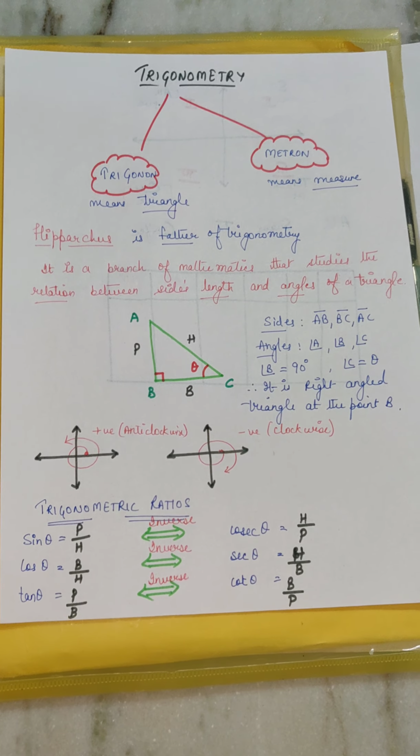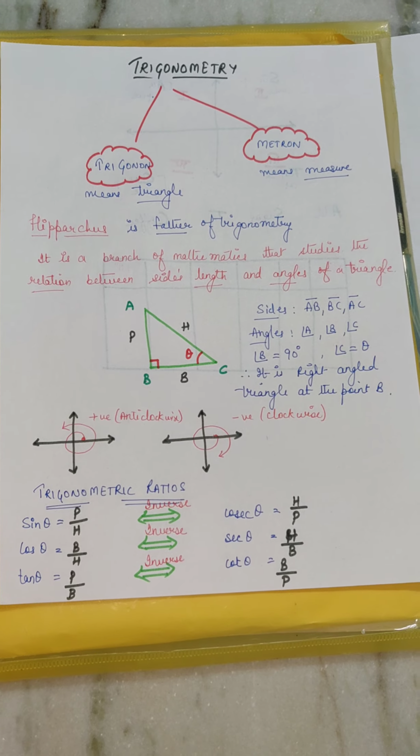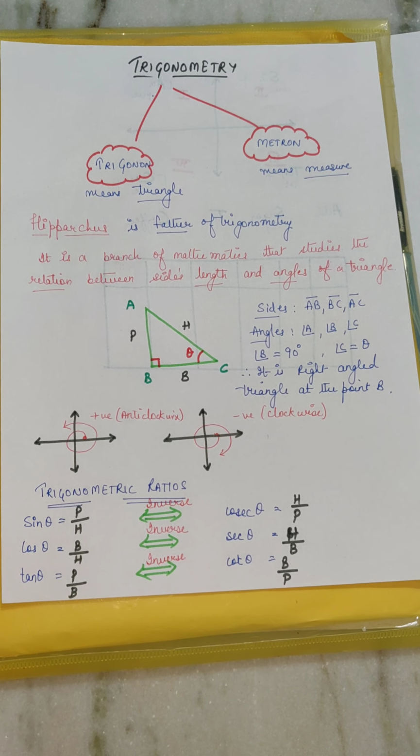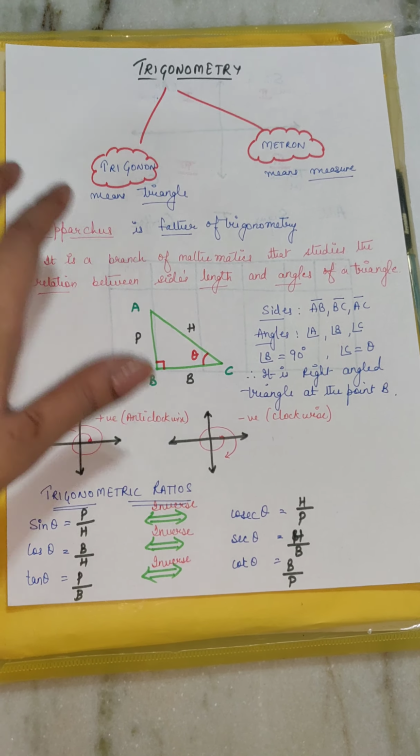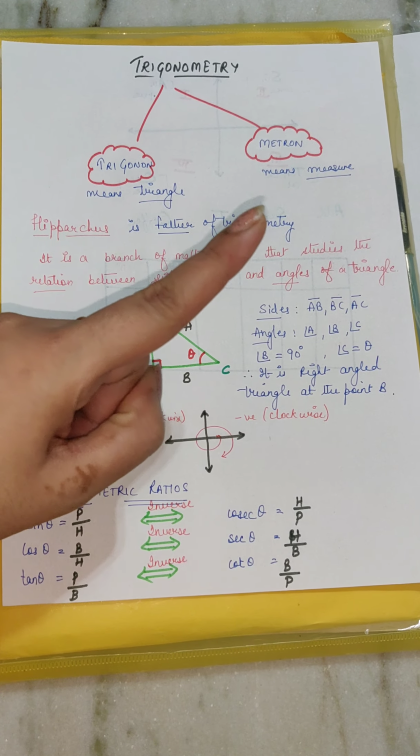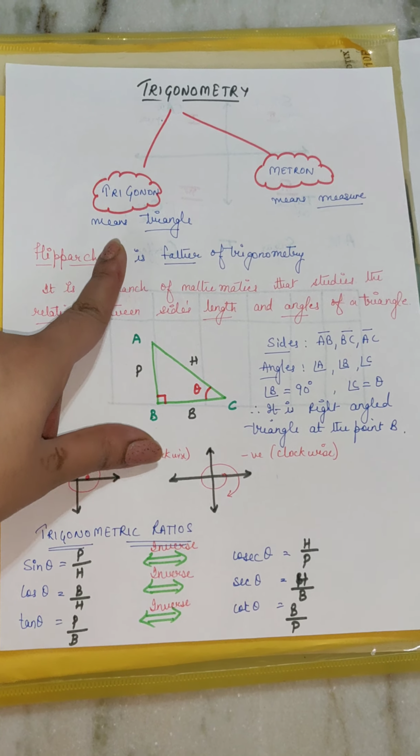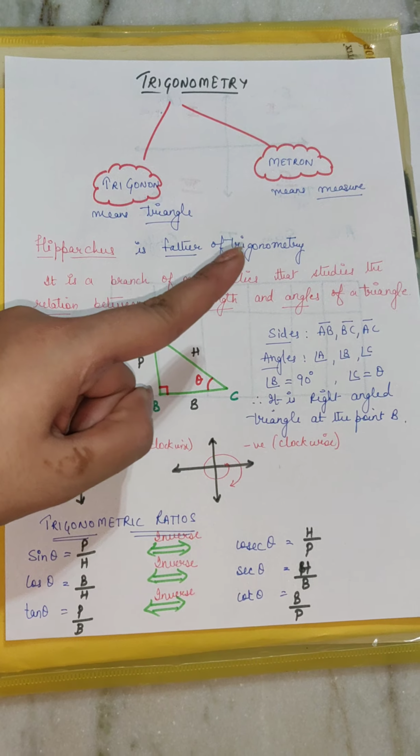Today we are going to study trigonometry. Now, what is trigonometry? Trigonometry is derived from two words, trigone and metron. Trigone means a triangle and metron means a measure.